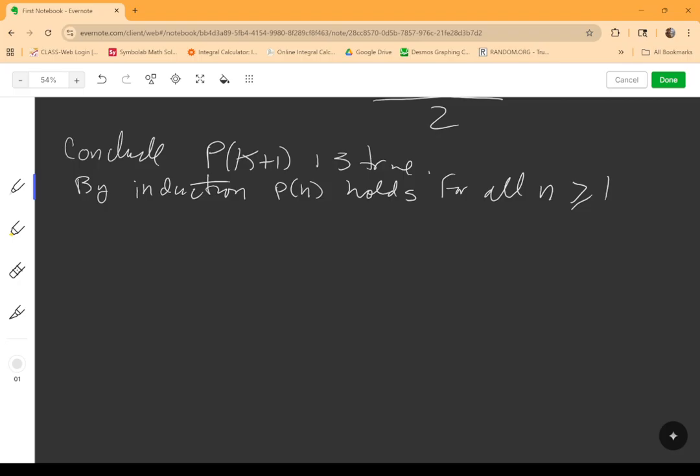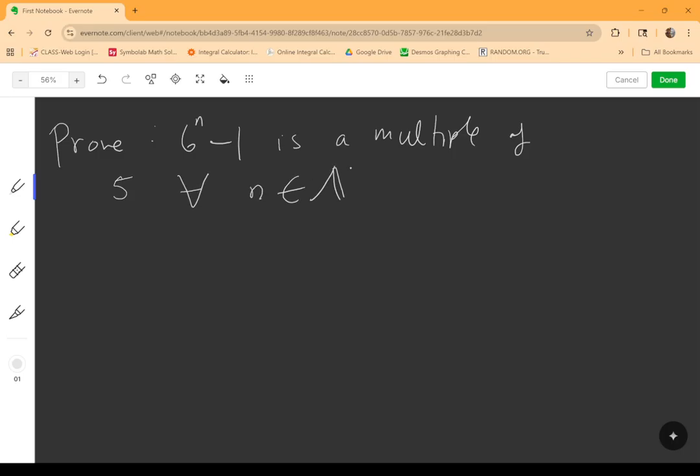All right, let's try one more here. So here we're out to prove that 6 to the n minus 1 is a multiple of 5 for all n element of the natural numbers. Again, natural numbers being the numbers 0, 1, 2, 3, etc., so all non-negative integers, essentially.